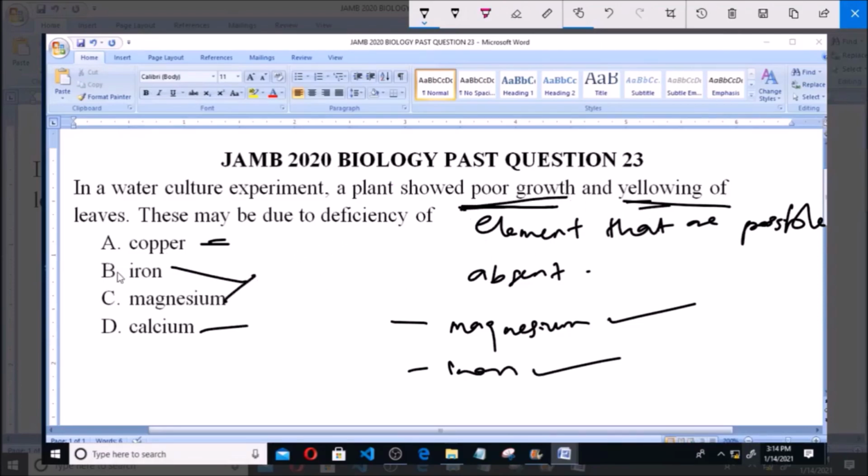So therefore these two answers are actually correct. Option B and option C, they are actually the two correct answers.